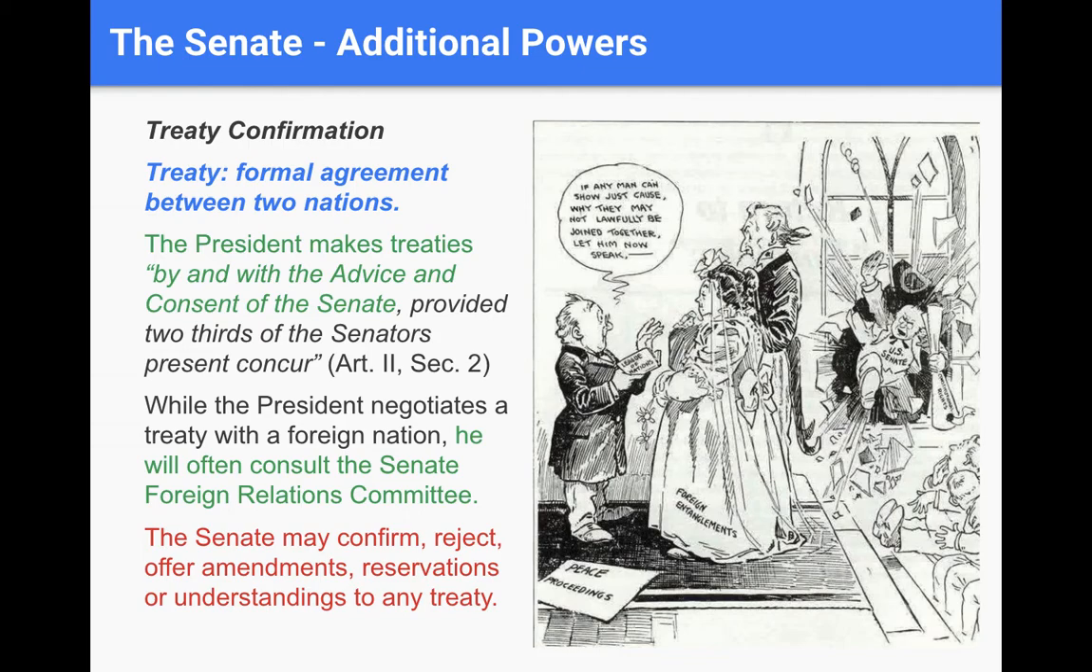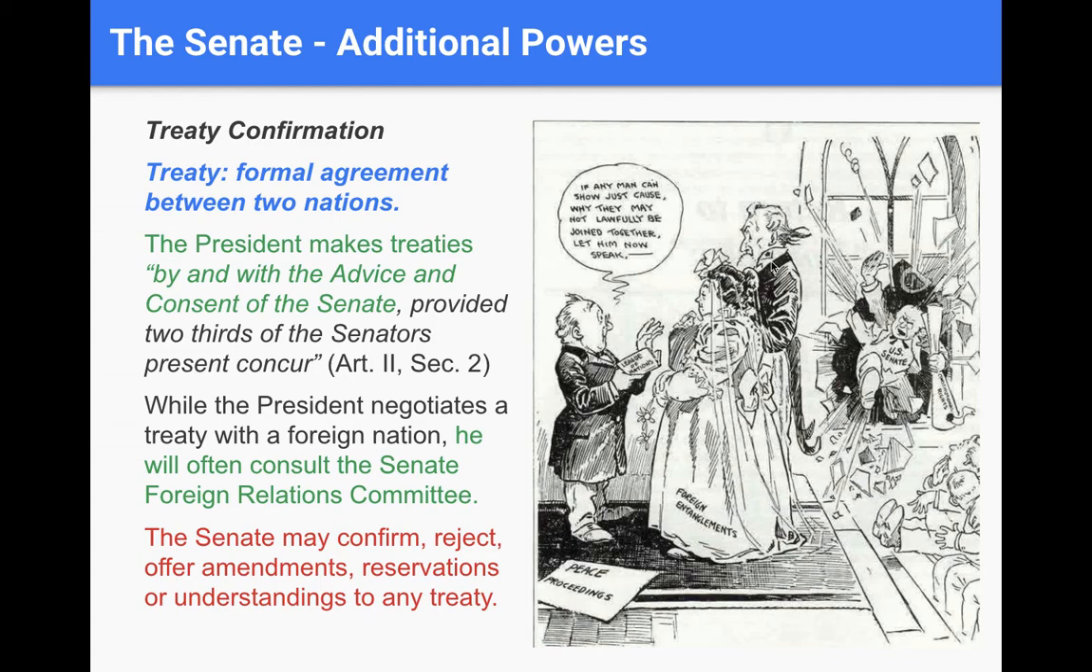They also have treaty confirmation. It doesn't happen quite as often as appointment confirmation, but it's still another important power. A treaty is basically a formal agreement between two different nations. A really good example of that we like to use is the Treaty of Versailles during World War I. That's what this political cartoon is about.